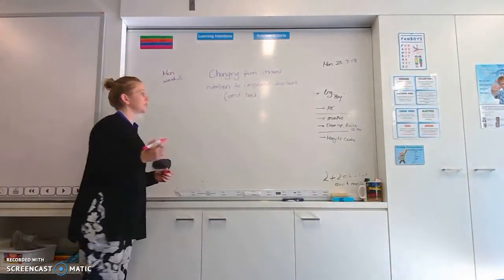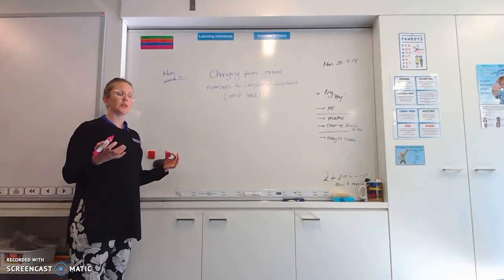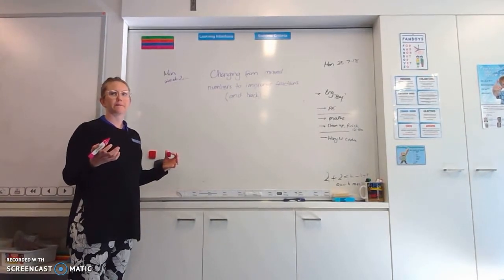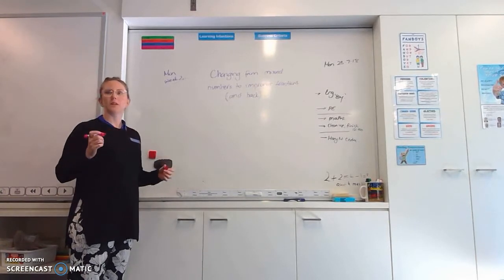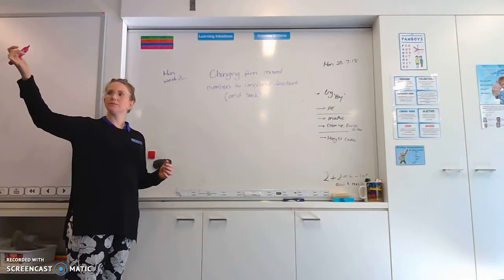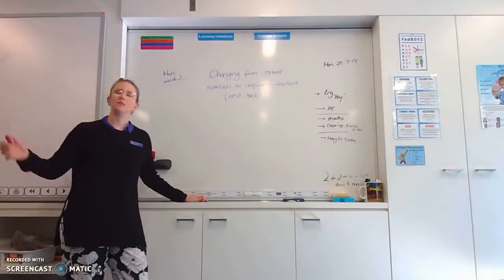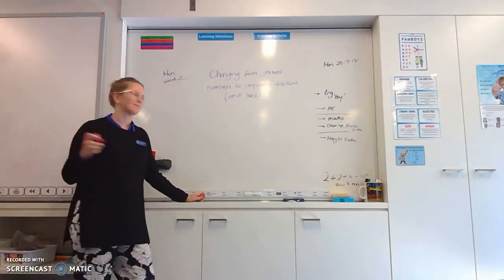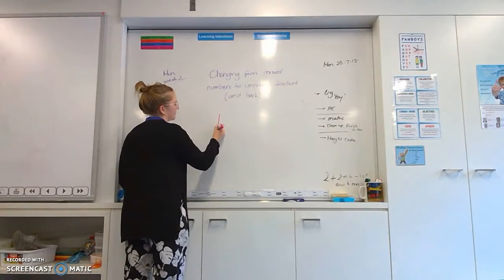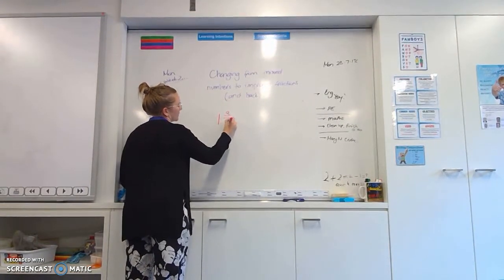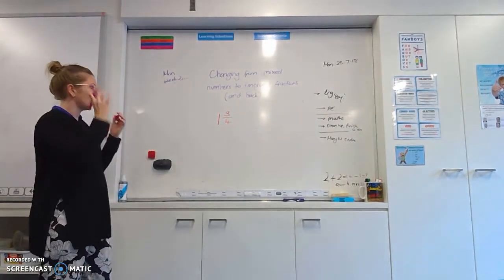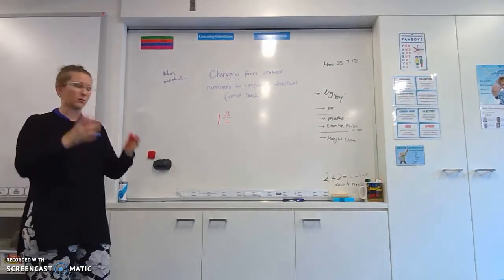Okay, so someone give me an easy example of a mixed number. Nick? 1 and 1 quarter. Okay, that's a bit too easy. 1 and 3/4. That's better. So it's 1 whole and 3/4 together, more than 1.